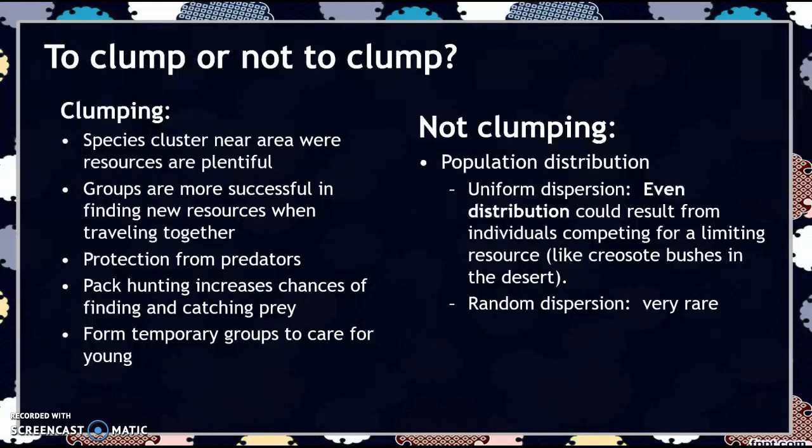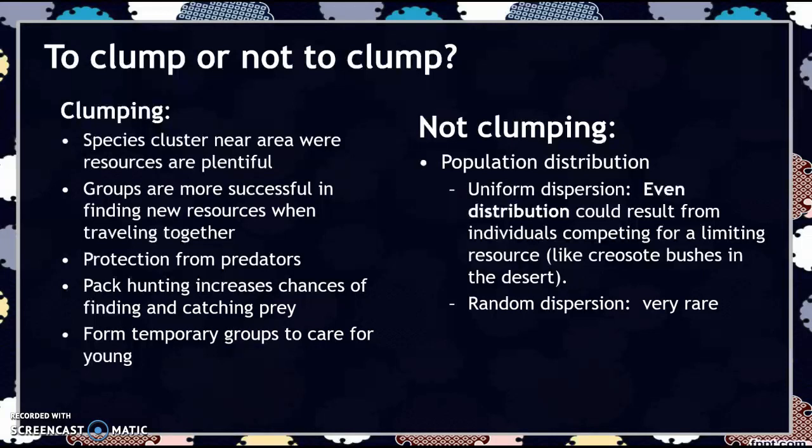Humans clump. We live in cities. We live near areas of lots of resources. We live together. In early days when humans were actually still hunting their food, they would use clumps to help find what they needed to eat. So clumping is generally the most popular form of population distribution.